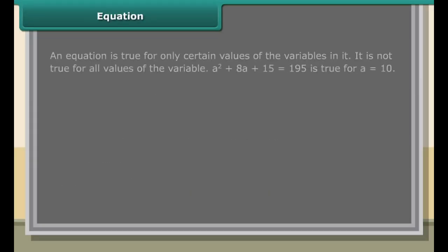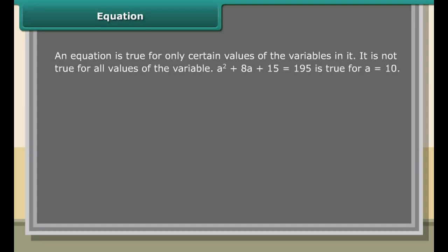Equation. An equation is true for only certain values of the variables in it. It is not true for all values of the variable. a² + 8a + 15 = 195 is true for a = 10, but it is not true for a = -1 or a = 0, etc.